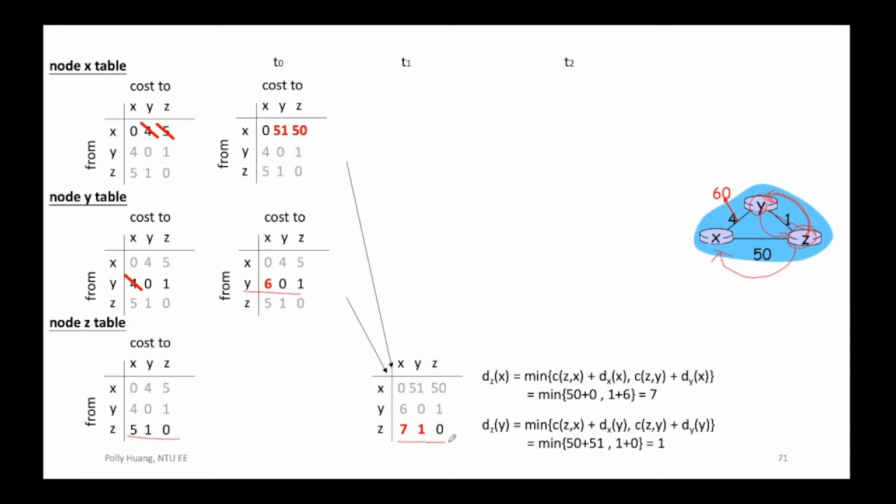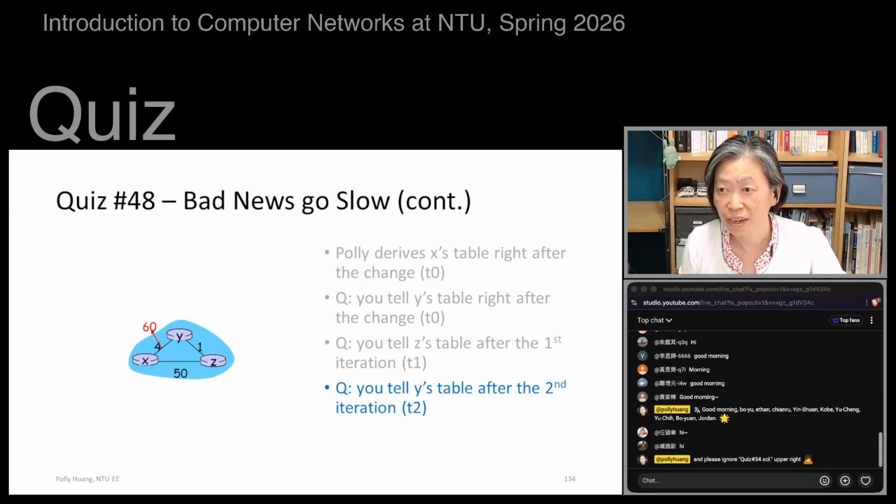If we continue on, as z here finishes calculating dz, this is going to go out and reach y and x. As a result, y here can calculate dy again, provided the new dz. All right, and the next quiz is then to try to develop y's table at T2.